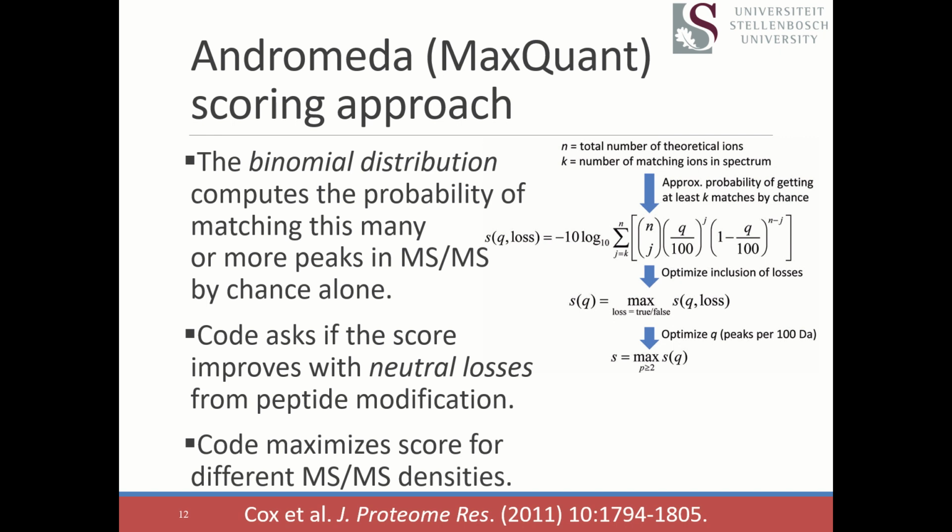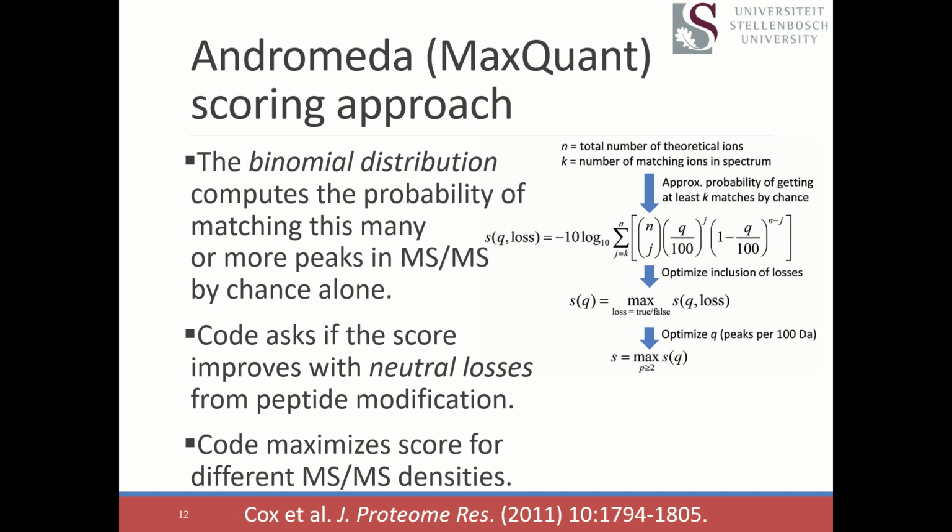So let's imagine that we went looking for 16 fragments and we observed 10. The way that this score works is to compute the probability of randomly matching 10 of those peaks. Then it computes the probability of randomly matching 11, randomly matching 12, 13, 14, 15, 16. Those probabilities added together are a p-value saying how likely was it that we would match this many or more peaks for this particular model. Okay, and they use an approach called the binomial model for computing that.